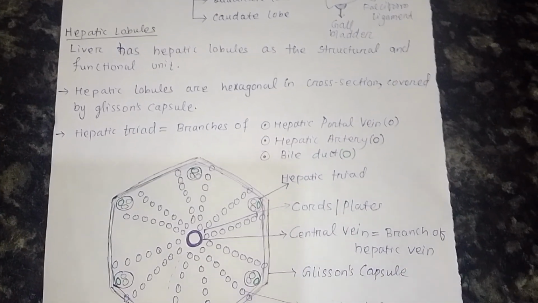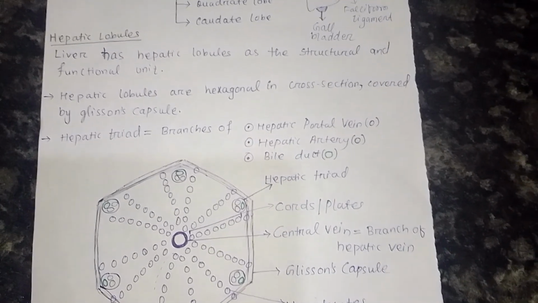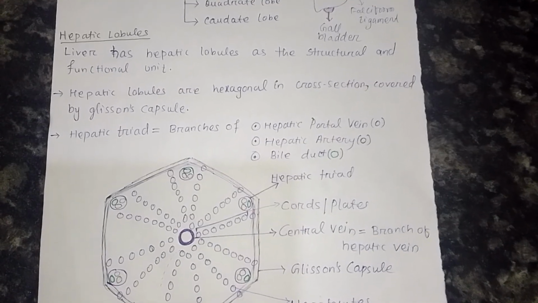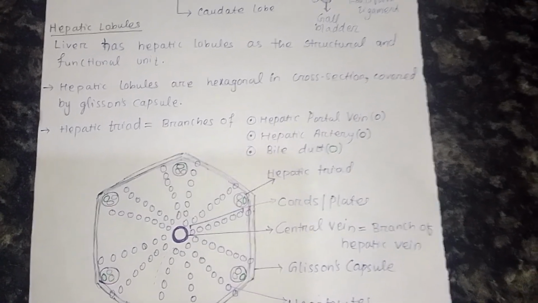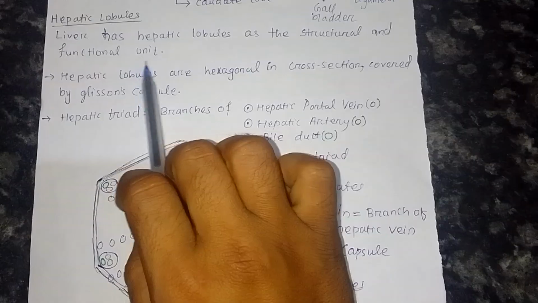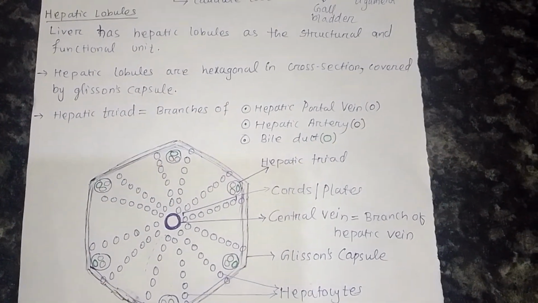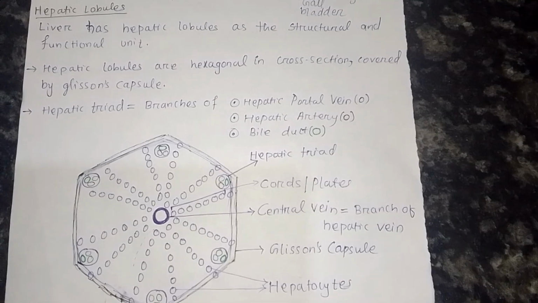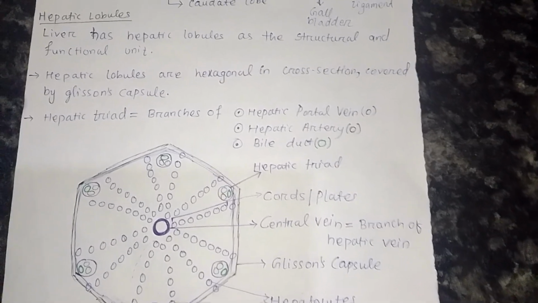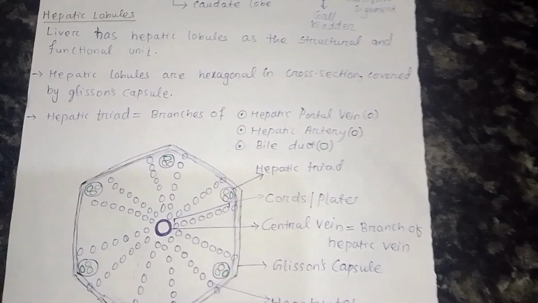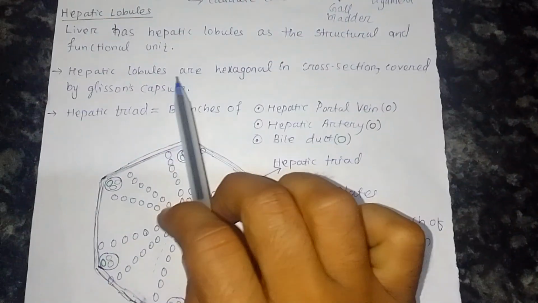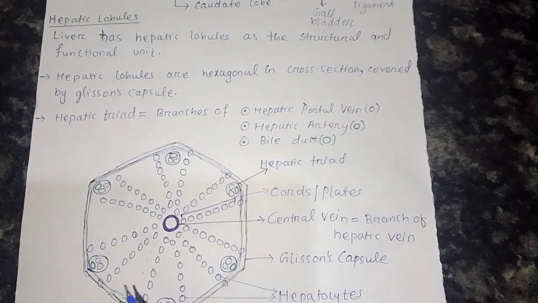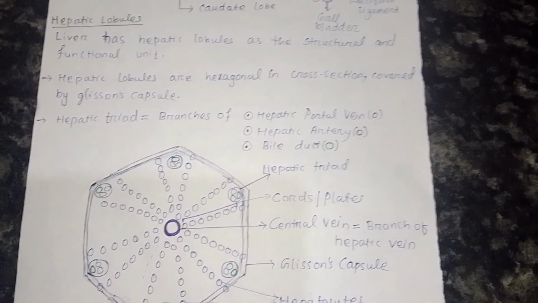Now let's see about the hepatic lobules. The liver has hepatic lobules as the structural and functional unit. It means like the cells are the functional and structural unit of our body, in the same way liver has hepatic lobules as their structural and functional units. The hepatic lobules are hexagonal in structure or in cross section, covered with Glisson's capsule.